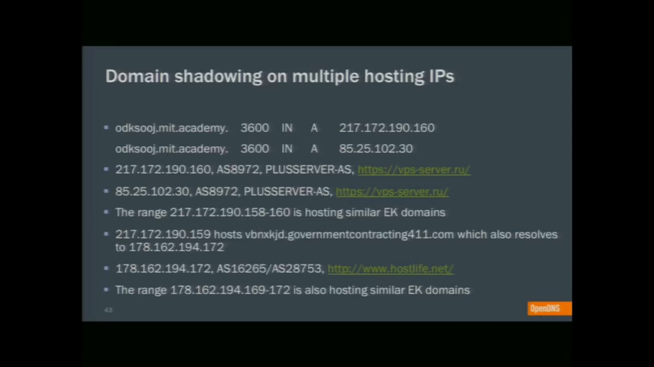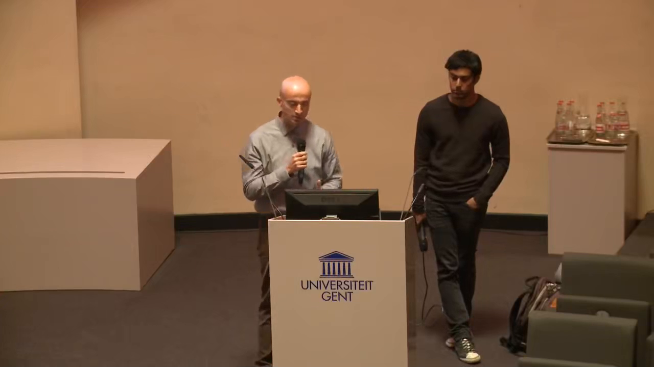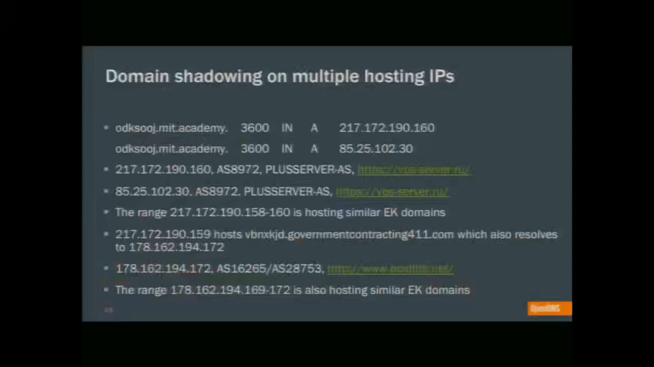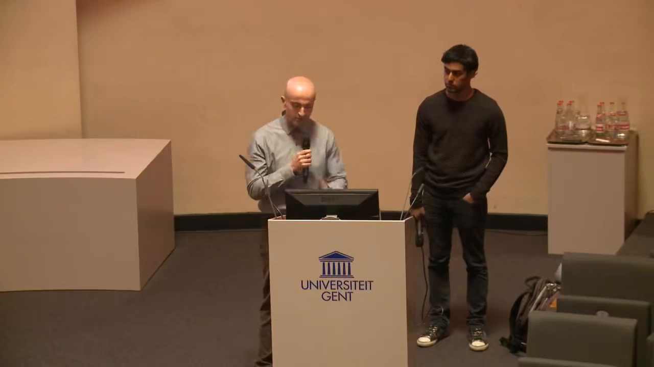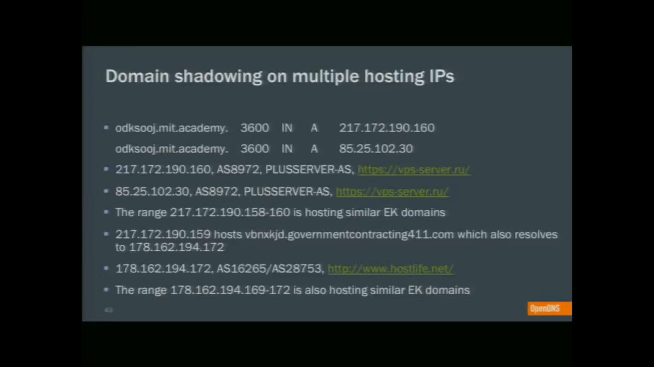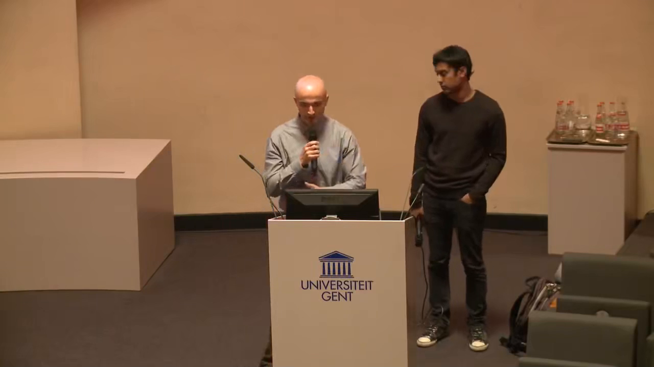So looking at the range of the 160, the neighboring IPs are also hosting similar EK domains. And among those IPs, one of them was hosting this other domain using domain shadowing, which was also resolving to another IP. This IP was living on hostlife.net, another Russian hosting provider, which is actually under LeaseWeb. So this is the case of a big provider having smaller entities selling VPSs and dedicated servers. And when you check the range of that other LeaseWeb IP, you'll see that the neighboring ones are also hosting similar EK domains.